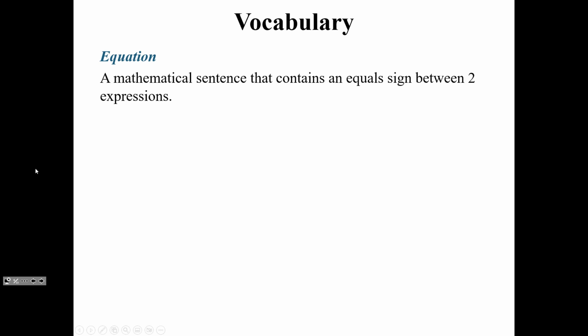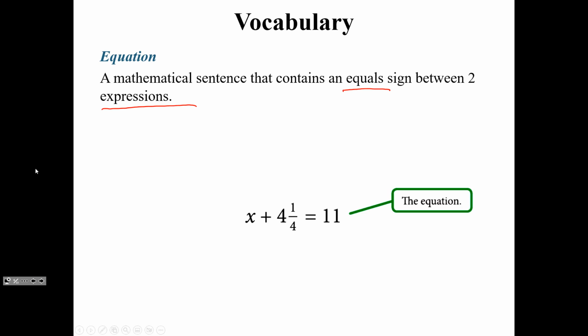So our first vocab that we're going to look at is equation. An equation is a mathematical sentence that contains an equals sign between two expressions, okay? Remember yesterday we did our warm-up and we had expressions that didn't have an equal sign? An equation is just two expressions that are combined together with the equals. So an example of an equation would look like this: x plus 4 over 1 is equal to 11. You have an expression on the left-hand side and on the right-hand side, and there's an equal sign that combines them together. So that's an equation.